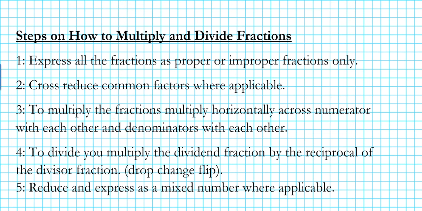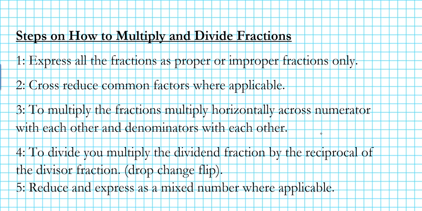Before we take a look at some examples, we're going to start out by going over the steps involved in multiplying fractions. Number one, you'll have to express all fractions as proper or improper fractions. So if you have a whole number or mixed number, you want to convert those to improper fractions. And then you cross-reduce if possible. Step 3, when you're multiplying, you simply multiply horizontally. Numerators get multiplied with numerators, and denominators get multiplied with denominators.